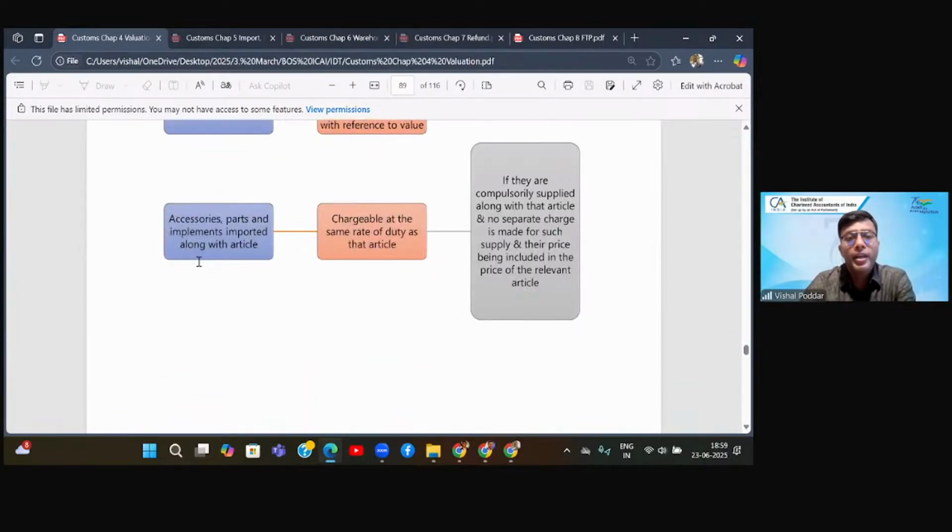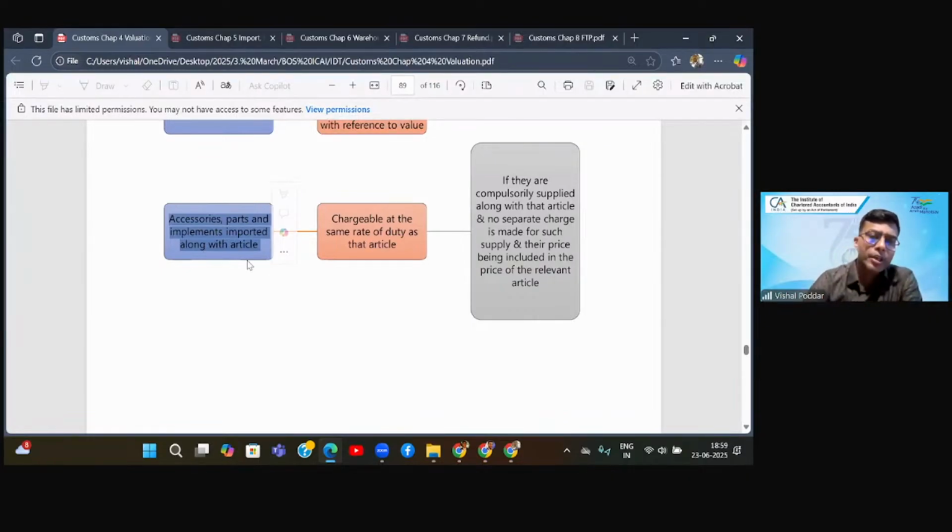Now, many times it so happens that accessories or parts are imported along with the main item. So you are purchasing the machinery, and along with the machinery, the required tools and required spare parts are also supplied. And obviously that is also charged by the supplier. It is never given free of cost. Let us say you have ordered some cutting machine. Along with that, the blades are also supplied. The nuts and bolts are also supplied, for which they are charging.